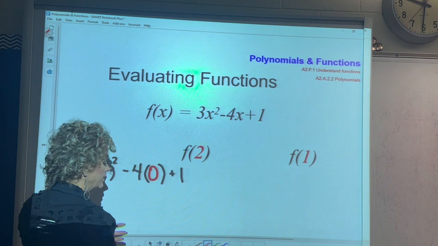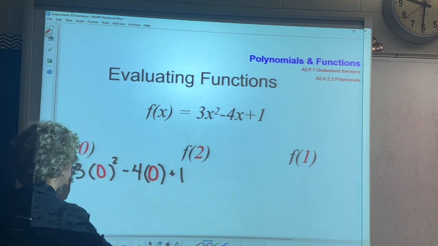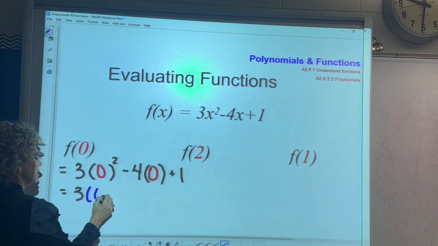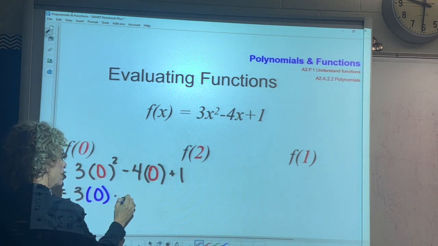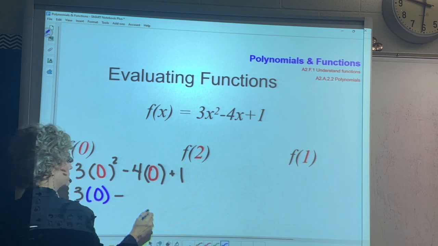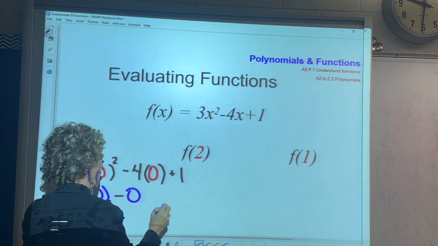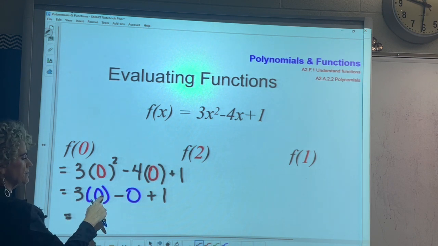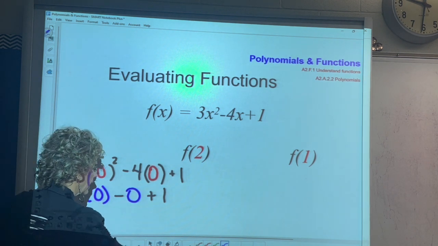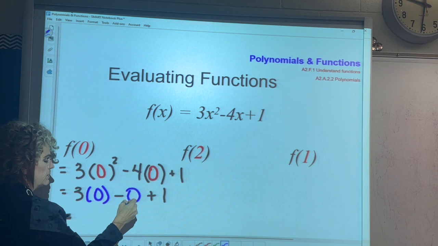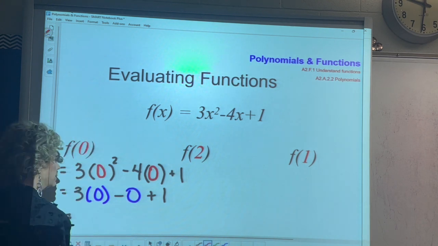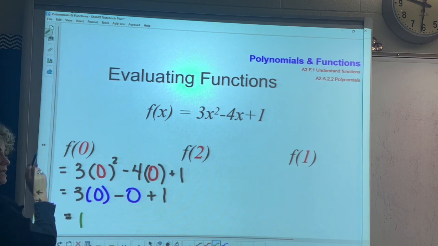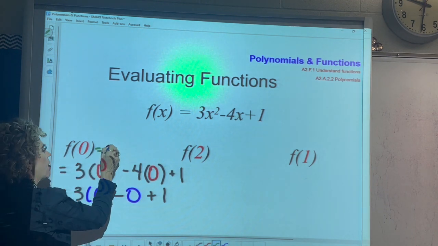Now, I'm just going to start evaluating it, okay? Equals 3. 0 squared is still 0. Minus 4 times 0 is still 0. And plus 1. Well, this equals 3 times 0 is 0, okay? 0 minus 0 is still 0, plus 1, 0 plus 1 is 1. So when we put in a 0, we get out a 1.